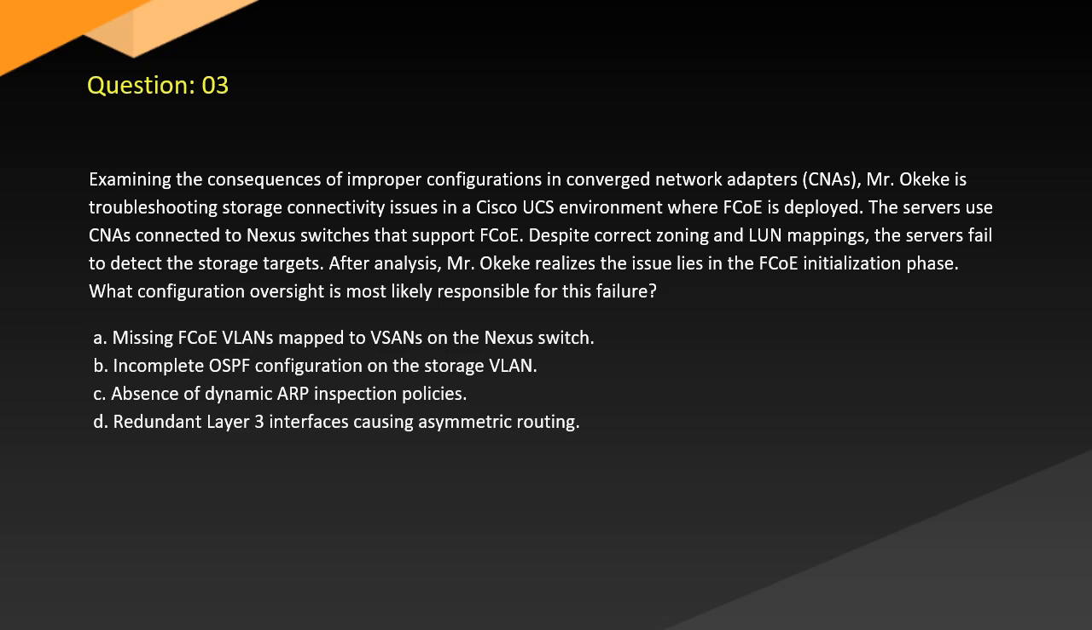A. Missing FCoE VLANs mapped to VSANs on the Nexus switch. B. Incomplete host configuration on the storage VLAN. C. Absence of dynamic ARP inspection policies. D. Redundant Layer 3 interfaces causing asymmetric routing.